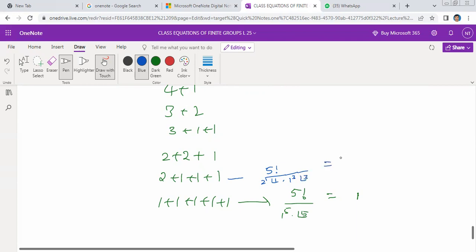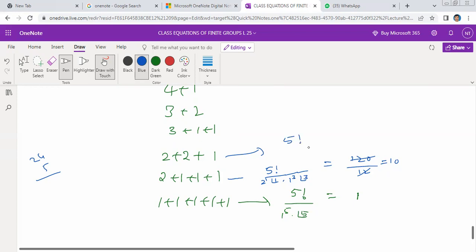This is equal to 5 factorial, which is 120. 120 by 2 power 1, that is 2, into 3 factorial, that is 6. It's nothing but 10. Please help with this one.